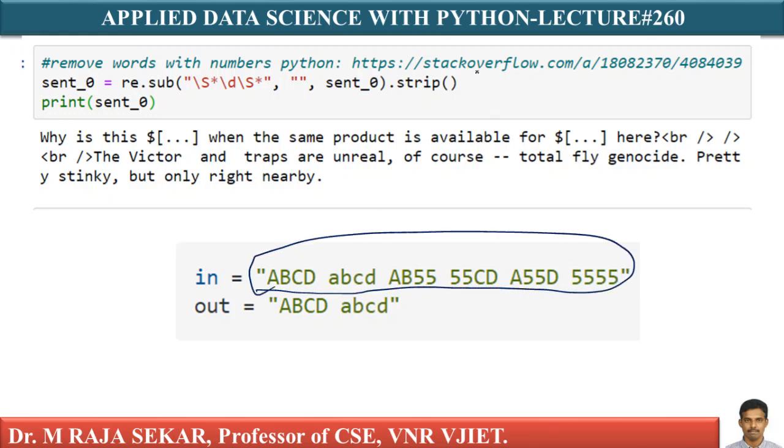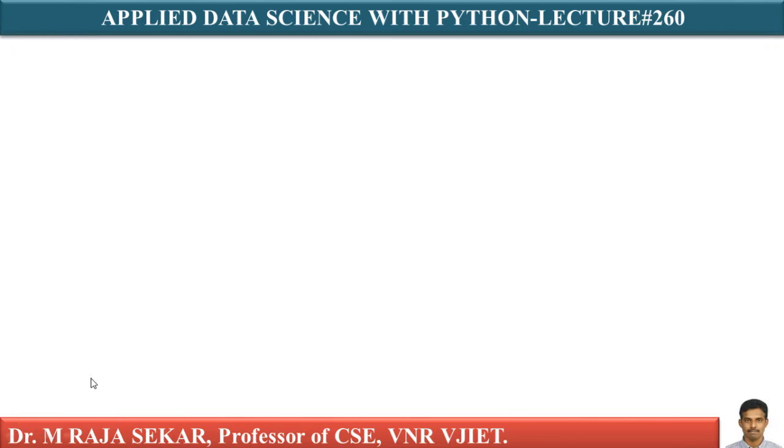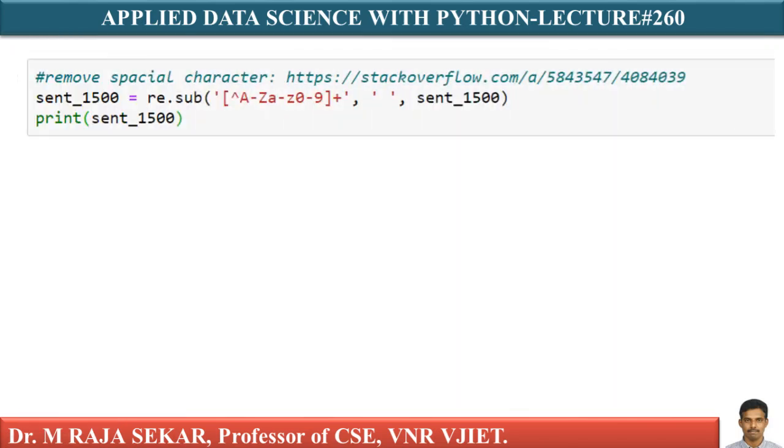Again, I request you to go through stackoverflow.com where this particular script is discussed. This is A, B, C, D. This one is the input. If you remove words with numbers, this will be the output. This part will be removed. This is also part of your pre-processing. As I told you, we'll spend a lot of time on this in future classes also.